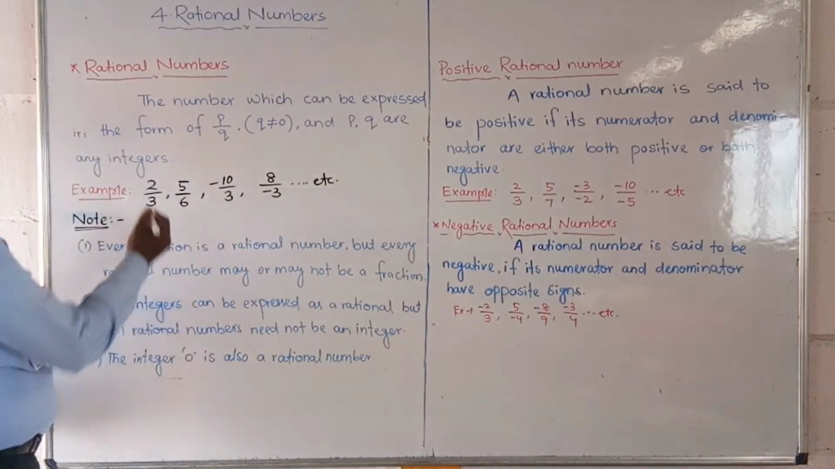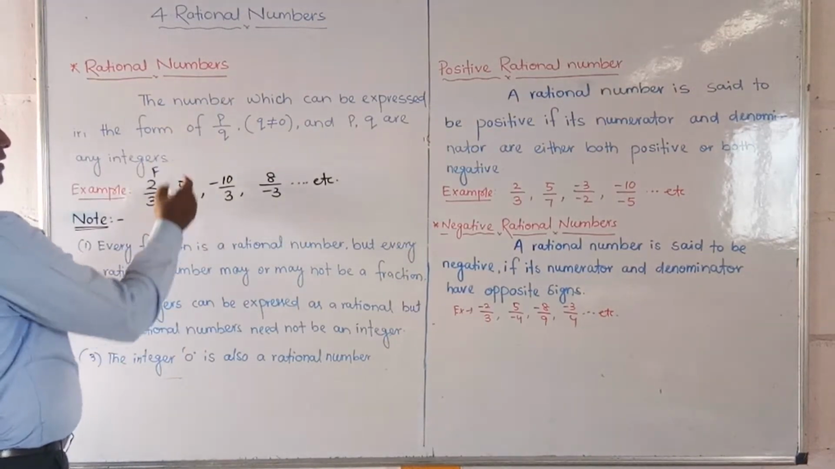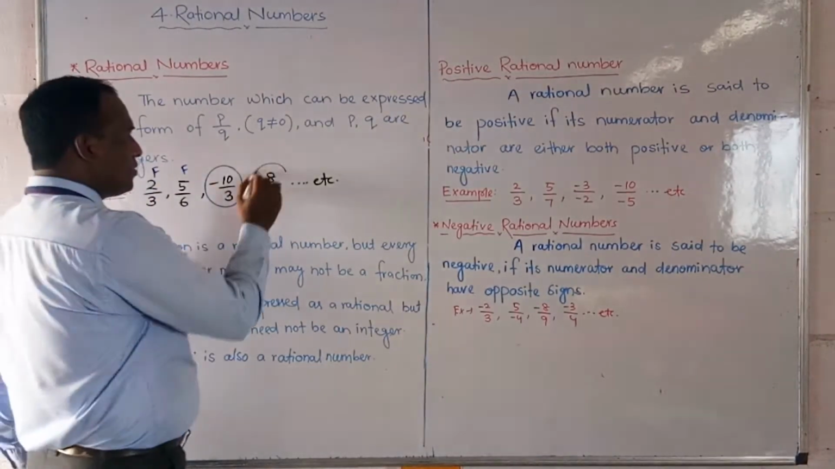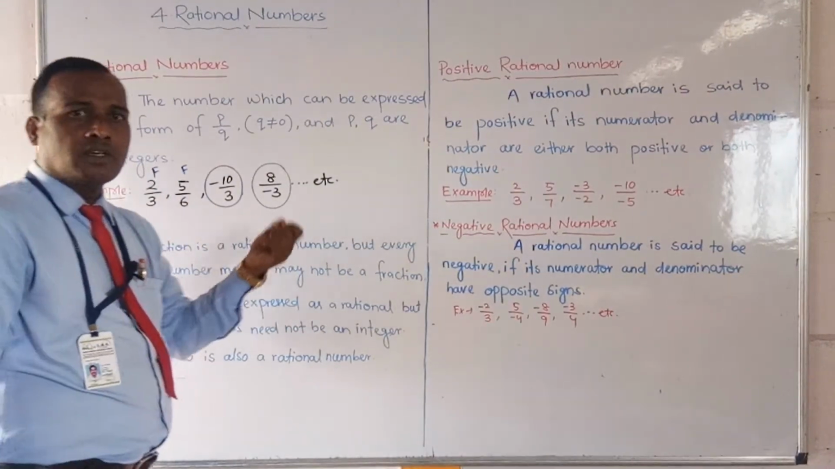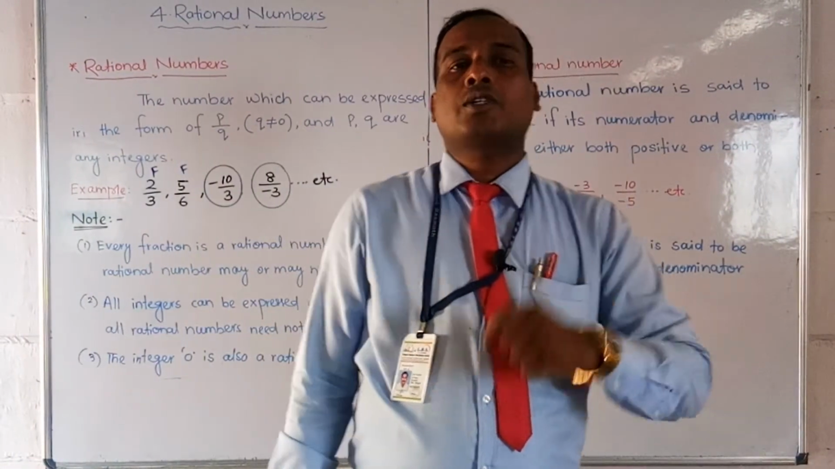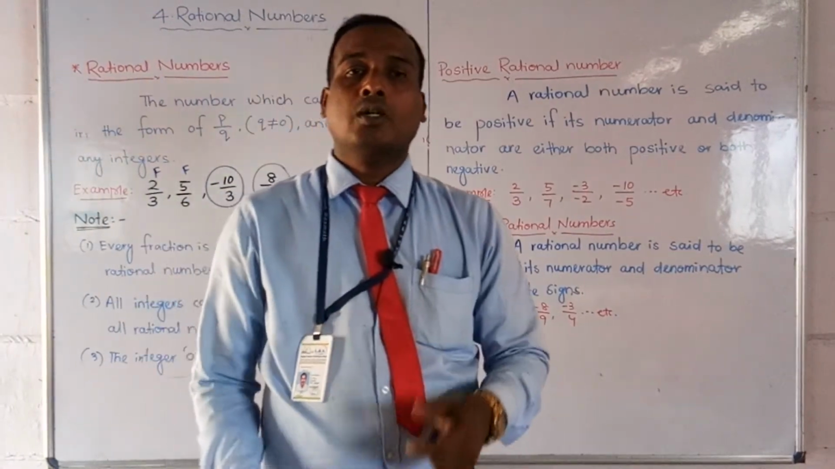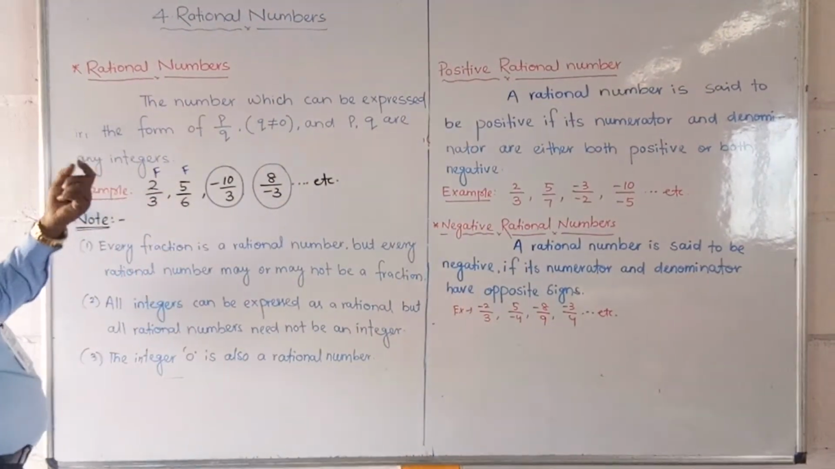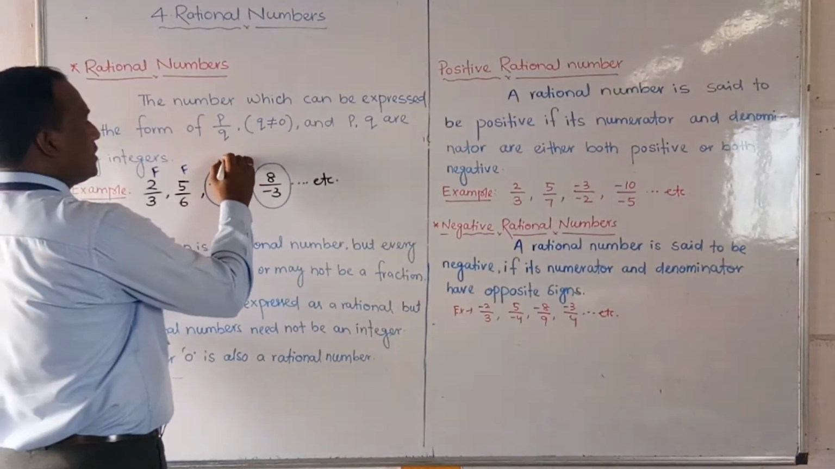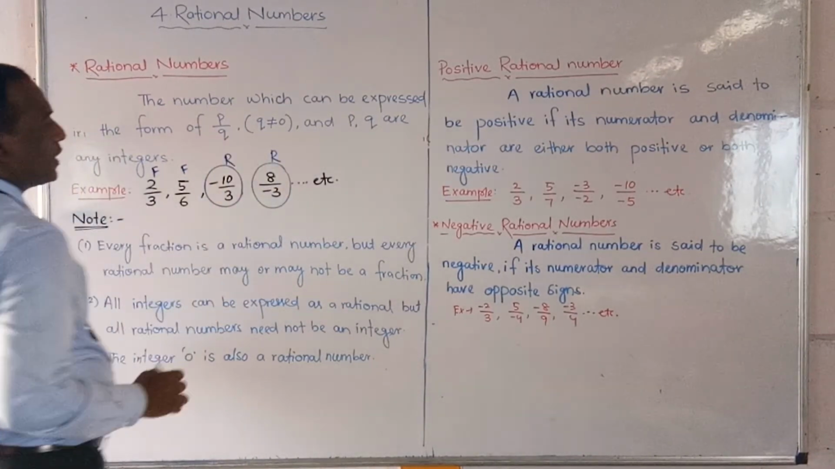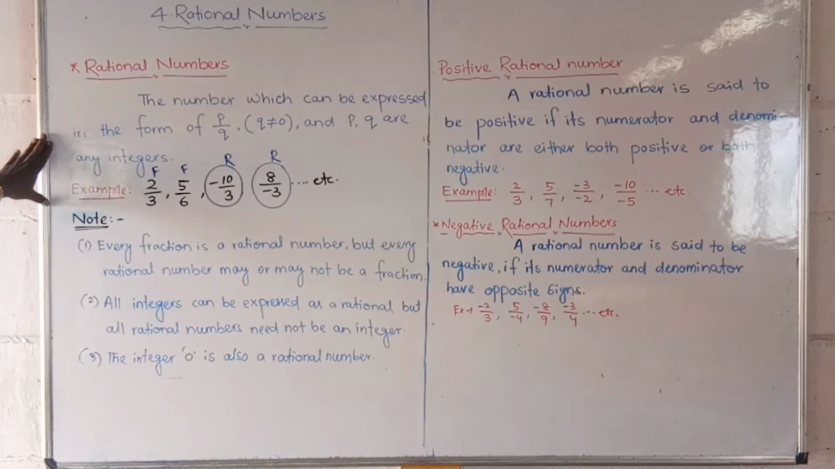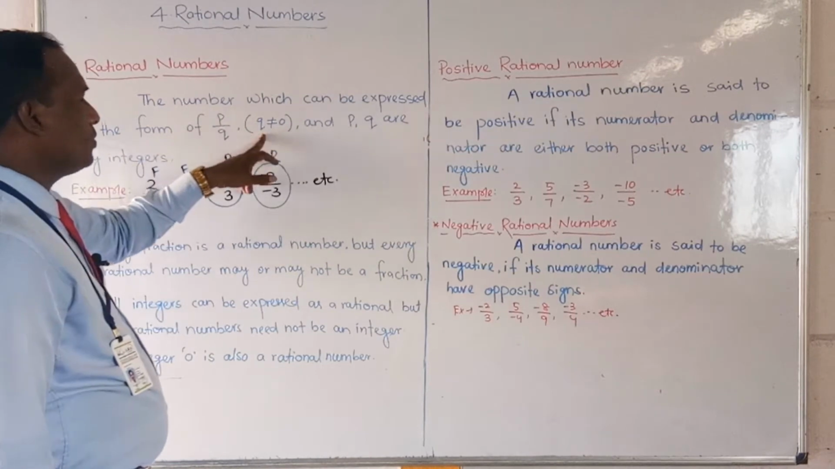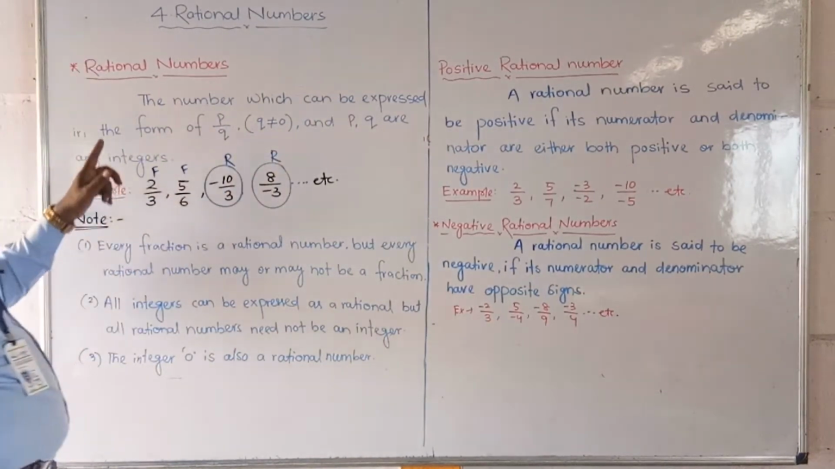So for example, 2/3 is a fraction, 5/6 is a fraction, but -10/3, what is that? 8/-3, what is that? It is not a fraction, because the numerator or denominator is an integer. A fraction should have whole or natural numbers, but these are not. It is a rational number. So what is a rational number? The number which can be expressed in the form of p by q, where q is not equal to 0 and p and q are any integers.